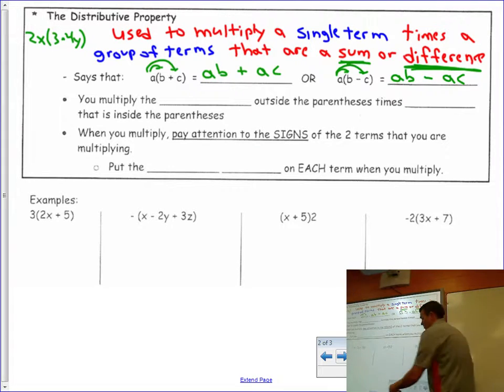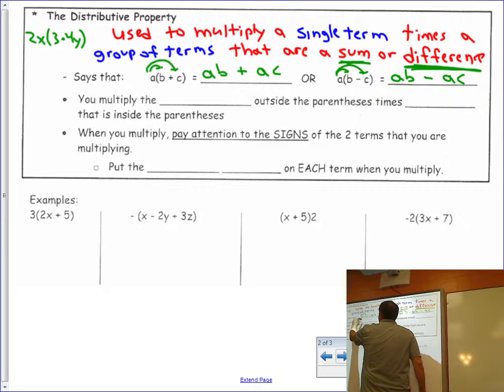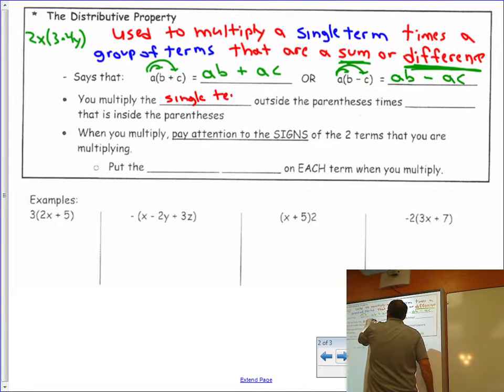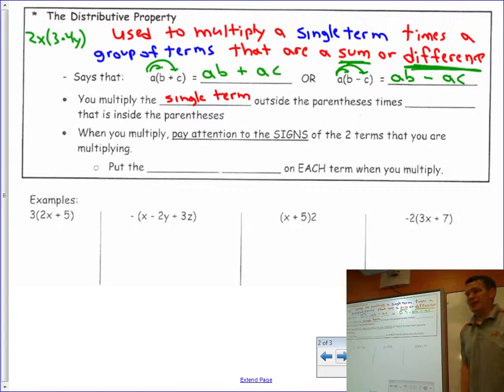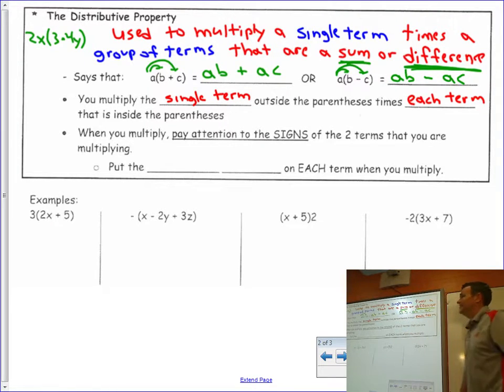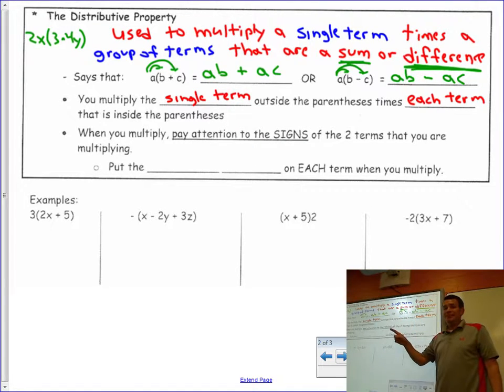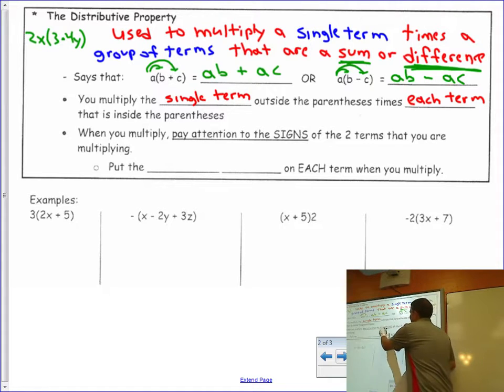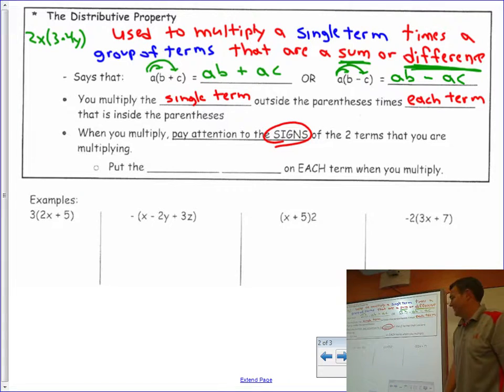Or, I think I wrote here to sum it up, you multiply the single term outside the parentheses times each term that is inside the parentheses, right? The biggest thing to pay attention to here, in my opinion, is the signs. When you multiply, you gotta pay attention to the signs of both terms you're multiplying.